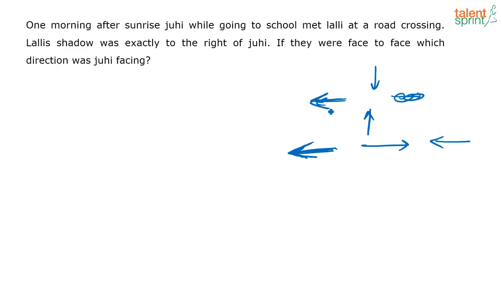So the shadow is always towards the west. So basically I can say that both of them are facing north-south. Now with the given information I can say Lali and Juhi, both of them are facing the north-south direction. They are definitely not facing the east-west direction, because if they were, the shadow would be behind one person or in front of one person. That's how the statement should have been. Now since they are saying that the shadow is towards the right, or if they say that the shadow is towards the left, all that means that the two people are facing the north-south direction.